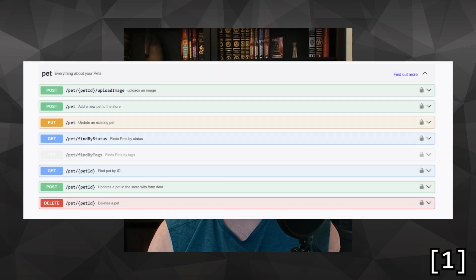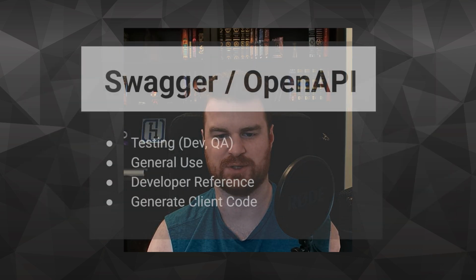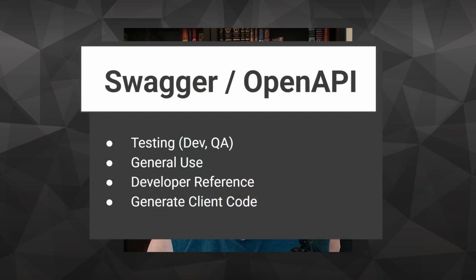Hey guys, in this episode we're going to use Http4k's support for OpenAPI to build an incredibly useful Swagger UI for our Cats API. The applications of Swagger are endless. Use it for testing, general usage, documentation for end users, other teams, or front-end apps. You can even generate client code.